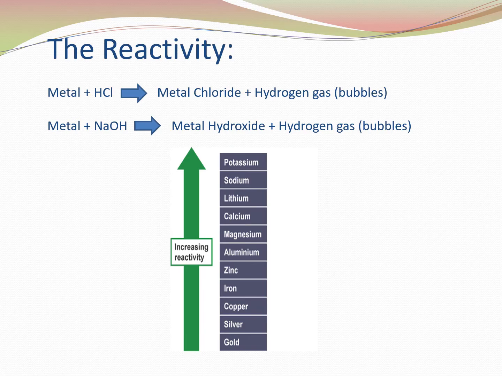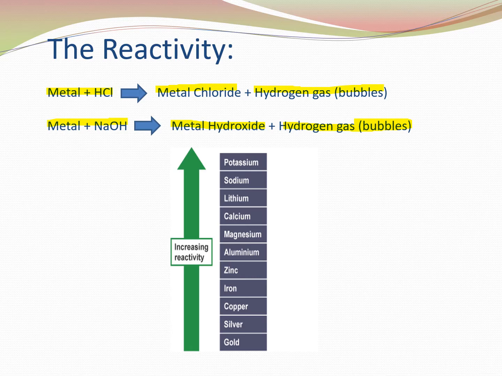So here we have the reactions that were told in the previous slide. When metal reacts with HCl, metal chloride is produced, and hydrogen gas and bubbling will be there. When it reacts with a base, the typical base sodium hydroxide, metal hydroxide will be the product, and hydrogen gas and bubbles will be there again. So bubbling will tell us that the reaction has occurred.